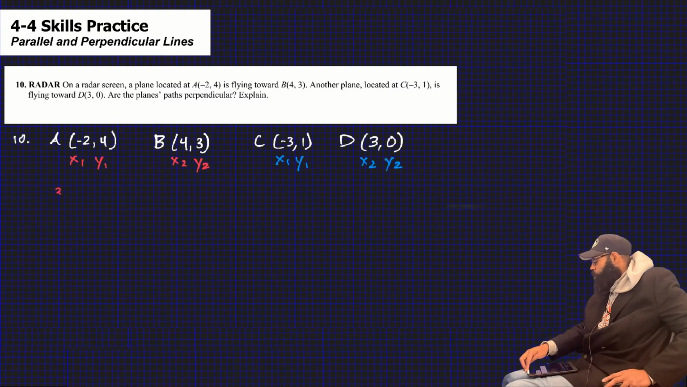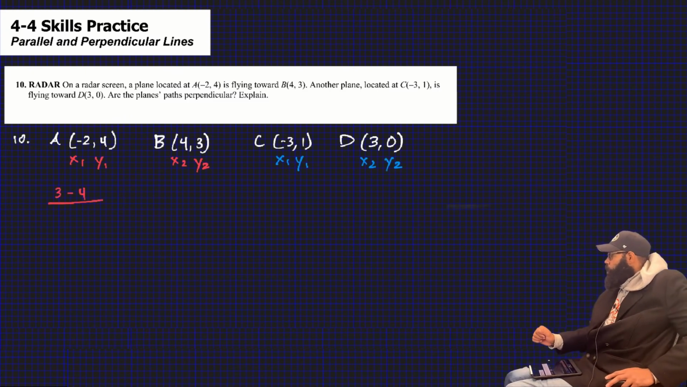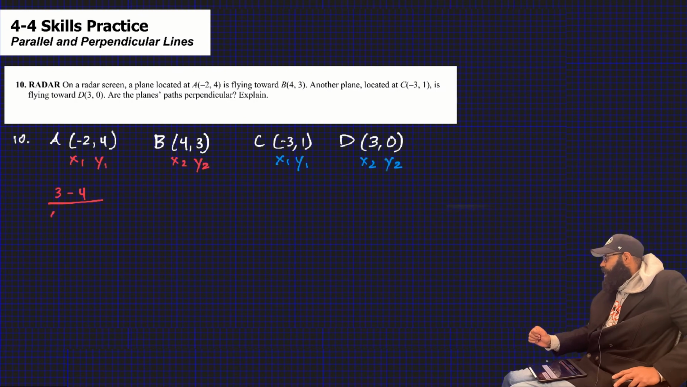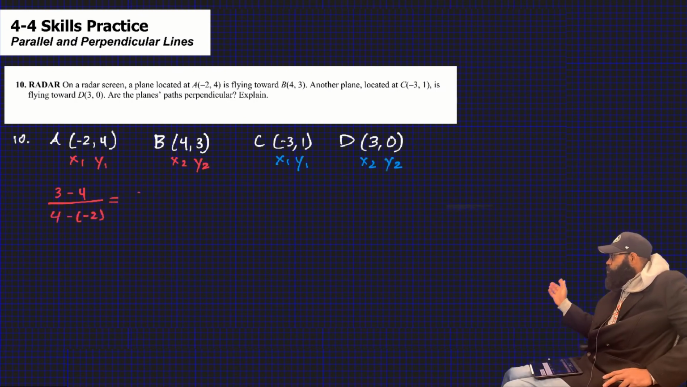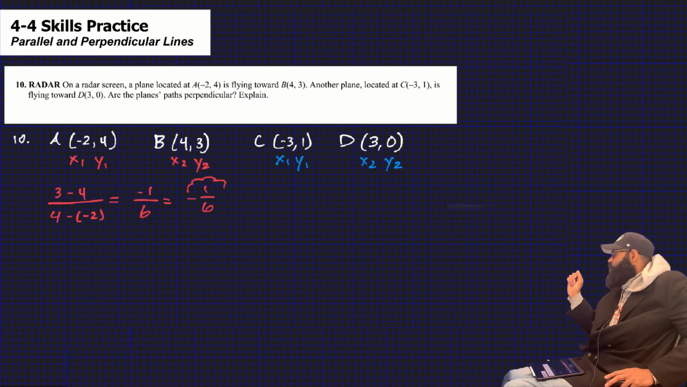All right, guys, so where were we with this madness? We were in the world of finding slope. So y2 minus y1, 3 minus 4. x2 minus x1, which we got 4 minus a negative 2, which ends up giving me negative 1 over 4 plus 2, which is 6. So I get negative 1 over 6. That's okay. I just need to know what it is.